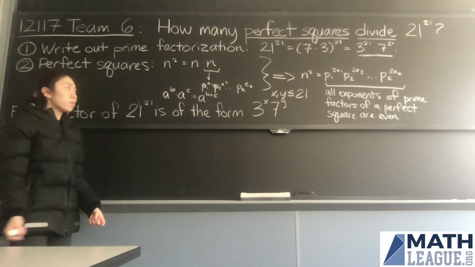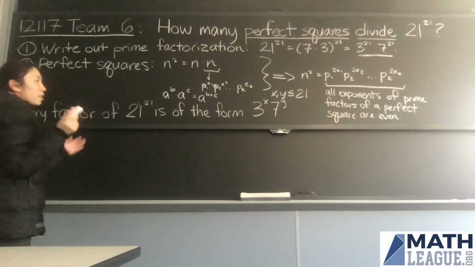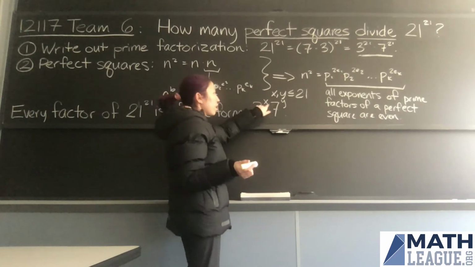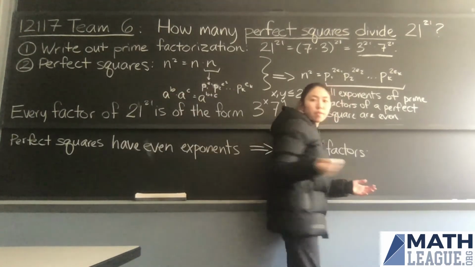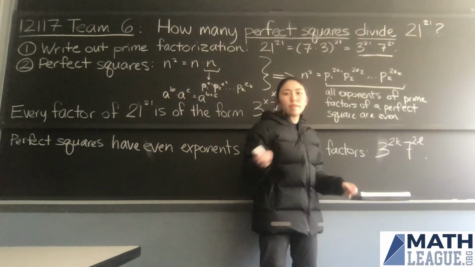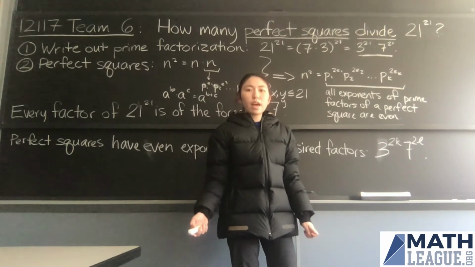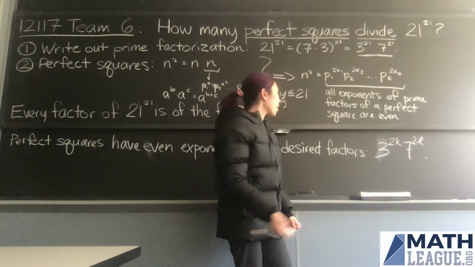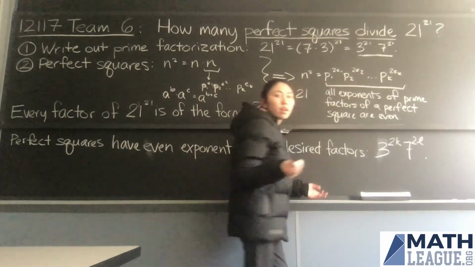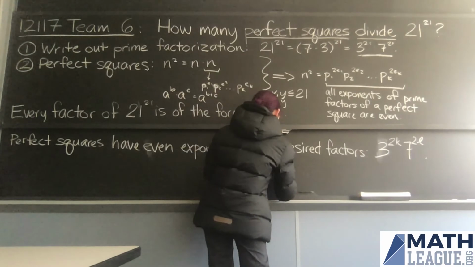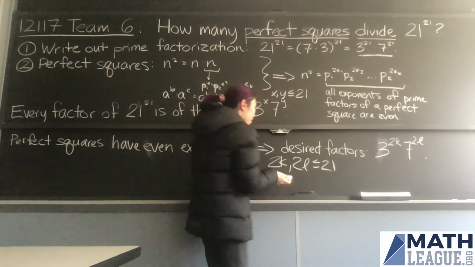All right, so each perfect square then is going to have an even exponent. So we can then use that and put restrictions on x and y. So that means that our desired factors are going to be of the form 3 to the 2k times 7 to the 2l. Now we need to think about what our possible values of k and l will be. All right, so we know that 2k and 2l are going to be at most 21. And of course, they're going to be at least 0.